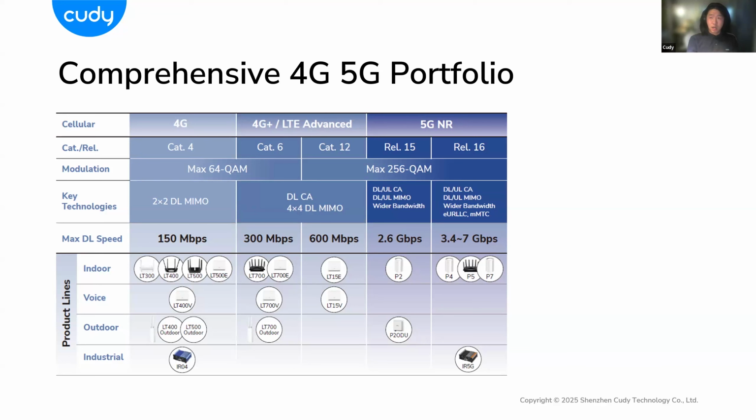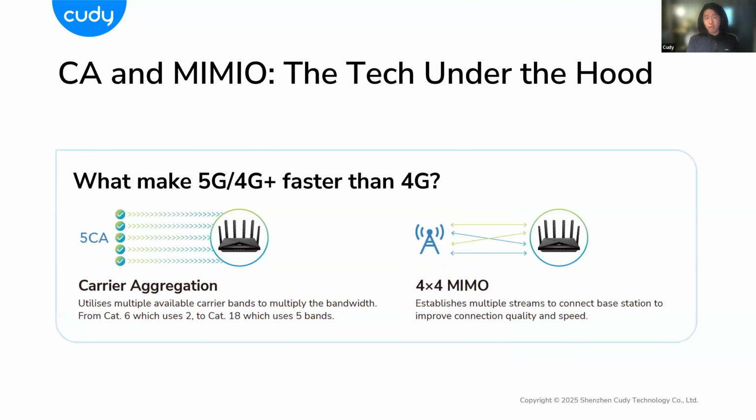So from the entry levels 150 megabits per second to fastest 7 gigabits per second. That's very powerful. Okay, I want to go through them one by one. I just share some technology information. So what makes 5G or some advanced 4G faster than standard 4G? So there are carrier aggregation, just like the MLO, but that's between the router and the cellular tower.